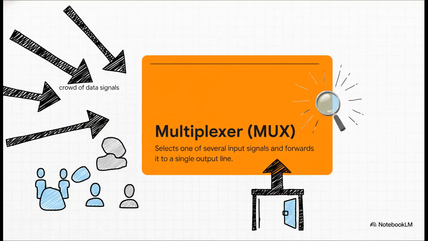Okay, so first up, let's talk about the multiplexer, or MUX. Its job is really straightforward. It's what we call a many-to-one device. You can think of it like a digital gatekeeper. It sees a whole bunch of different data signals, all trying to get through the same door, and it just selects one at a time to let through a single exit.